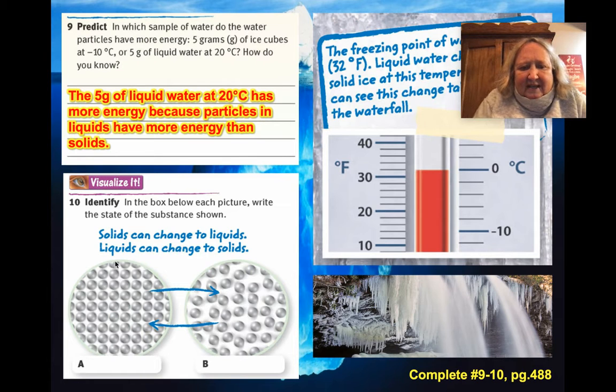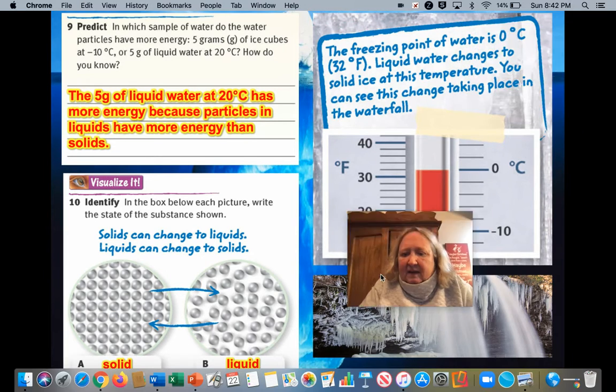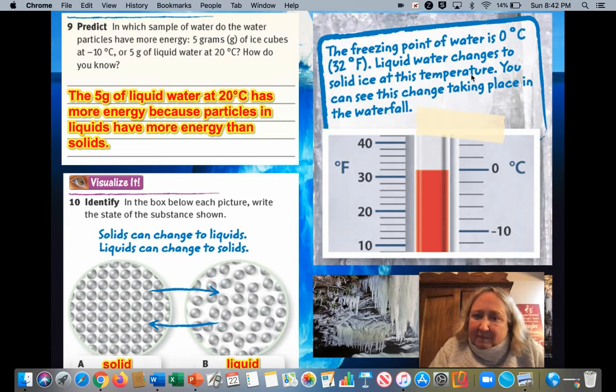And then down here, write the state of the substance shown. So we have this and we have this. Solids can change to liquids, liquids can change to solids. So what do we think A is? Say it at home. I hope you said solid, and that means B is a liquid. And again, something you need to memorize, freezing point of water is 0 Celsius, 32 Fahrenheit. So that is very important.